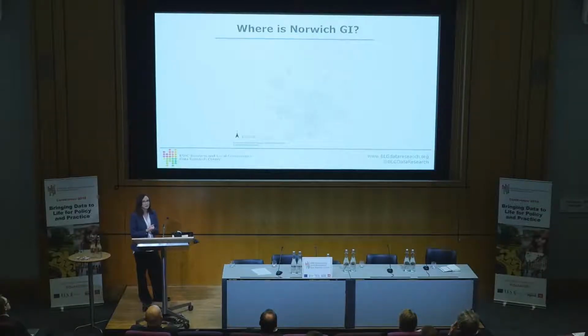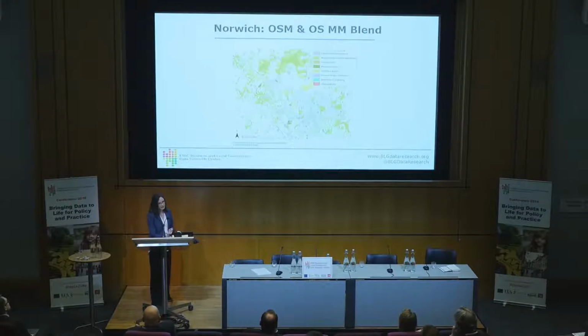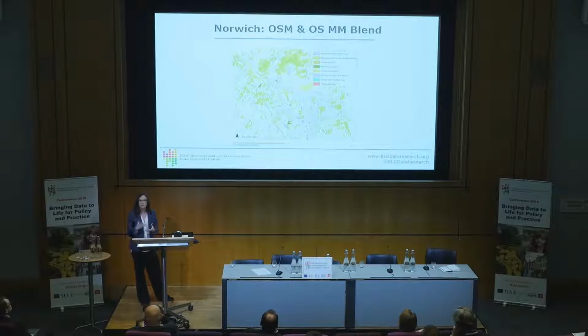So an example then: where is Norwich's green infrastructure, from the University of East Anglia in Norwich? What you can see at the moment is a footprint of Norwich. No green infrastructure to be seen on here. We've got the road networks and the building footprints. What I can then do is add on the information from this blended data set. And now you can see different categories of green infrastructure.